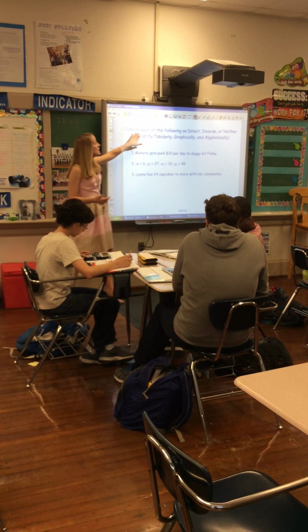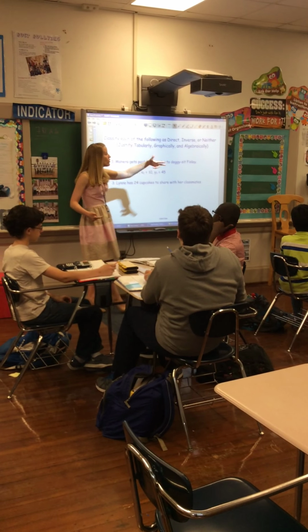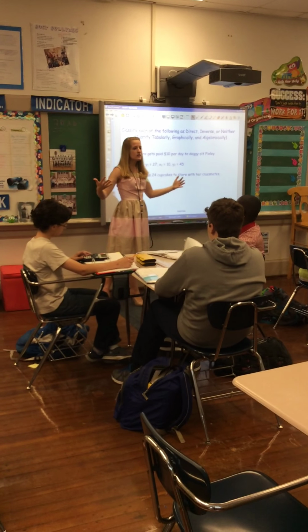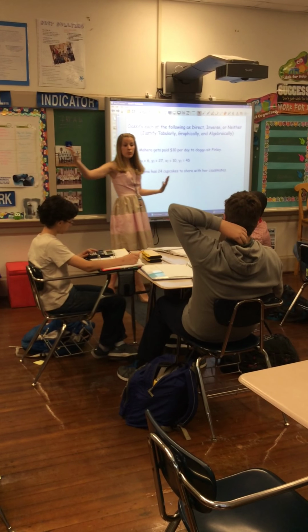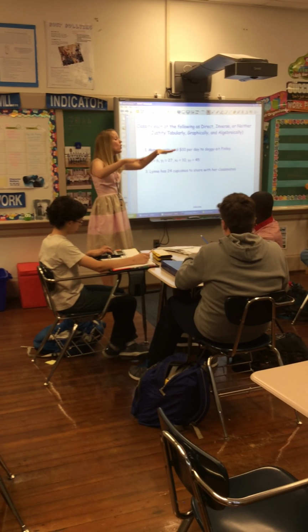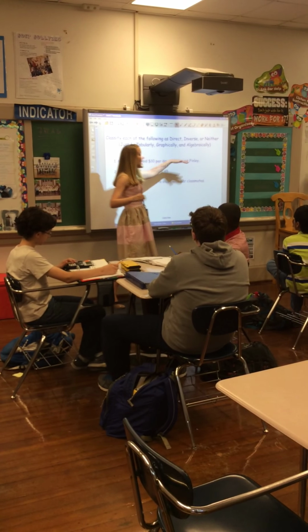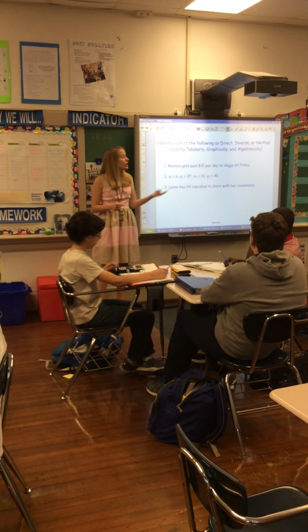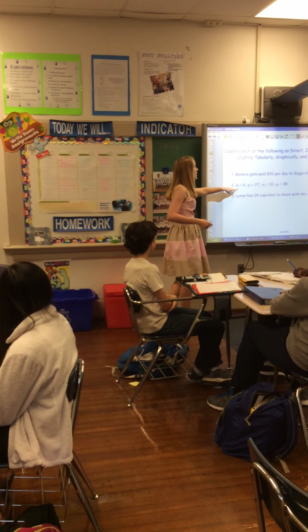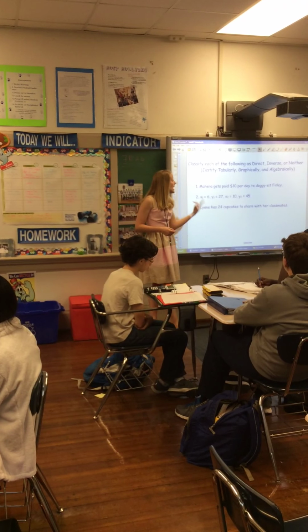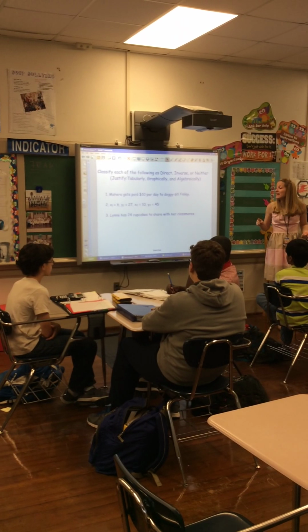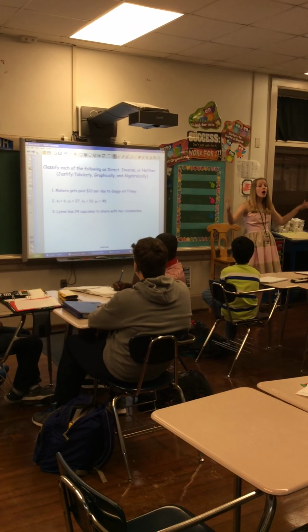So the next thing we're going to do is you're going to classify each of the following as direct, inverse, or neither. We're going to do the same thing you did, but with a different spin. This time you're going to justify. Justify means to what? To support, explain, Brianna? Prove, yeah. So you're going to prove to me, you're going to explain, you're going to support what this is tabularly, graphically, and algebraically. So the three that you're going to consider are Mahira gets paid $10 per day to doggy sit Finley. The next situation is that x sub 1 equals 6, y sub 1 equals 27, x sub 2 equals 10, and y sub 2 equals 45. And then lastly, we have that Lynn has 24 cupcakes to share among her classmates.